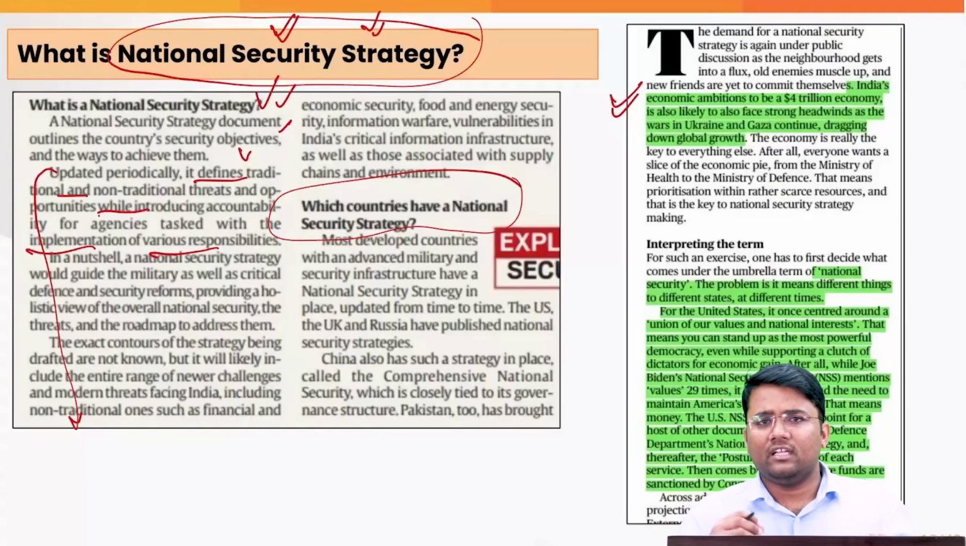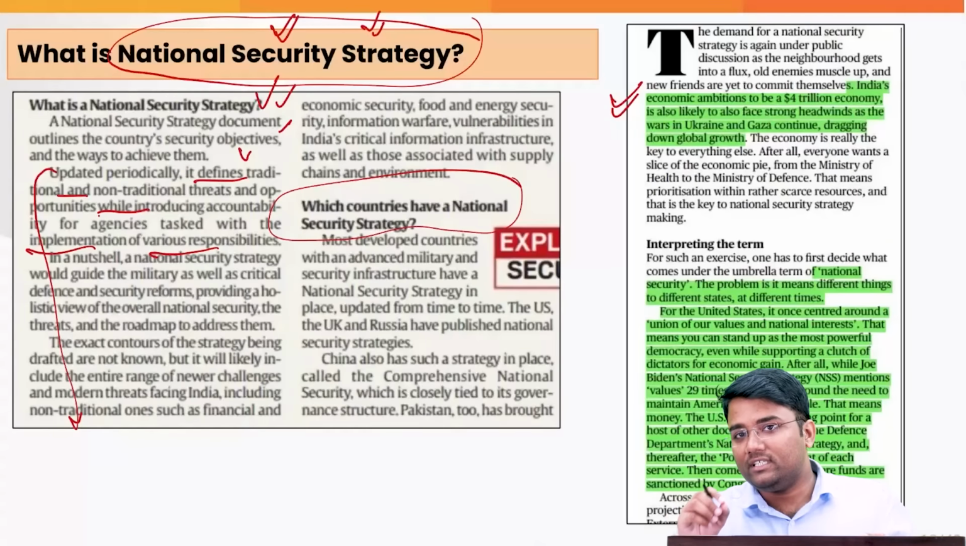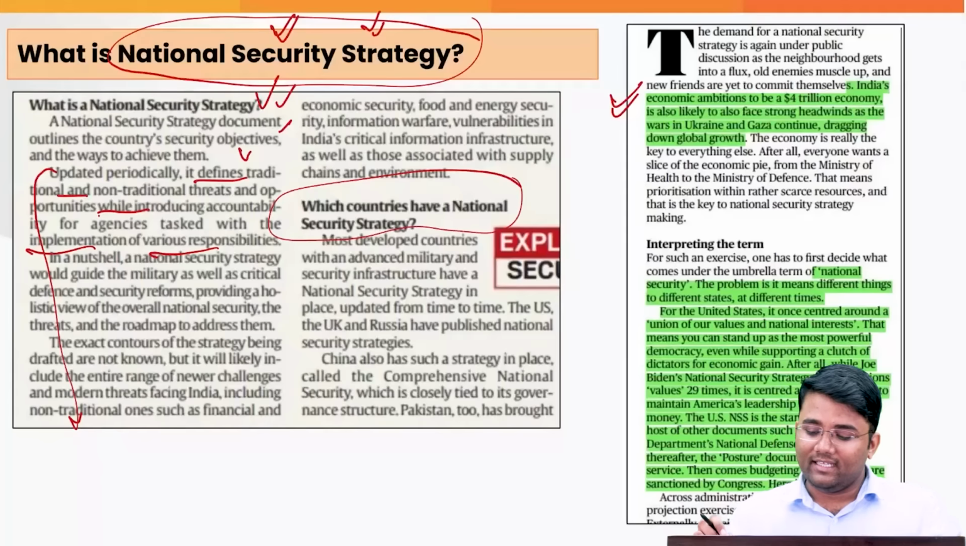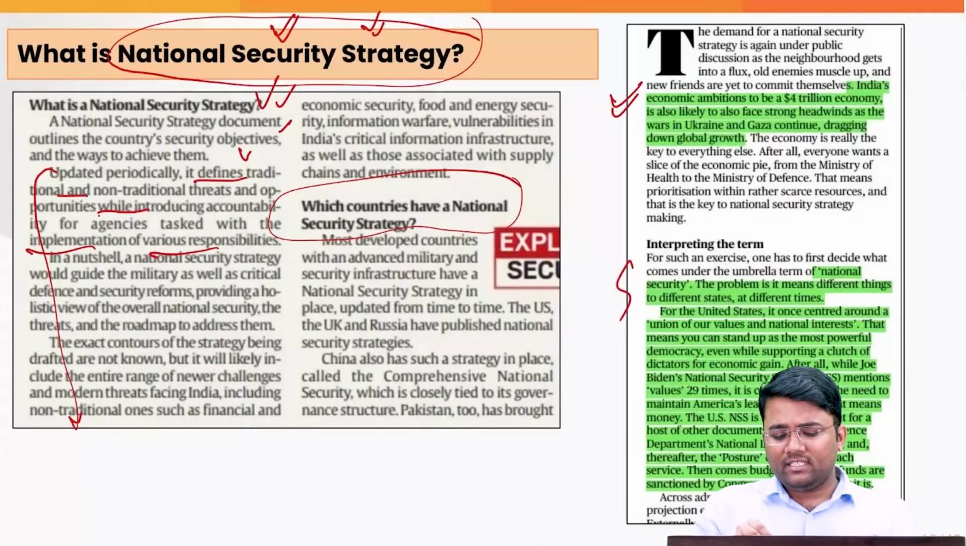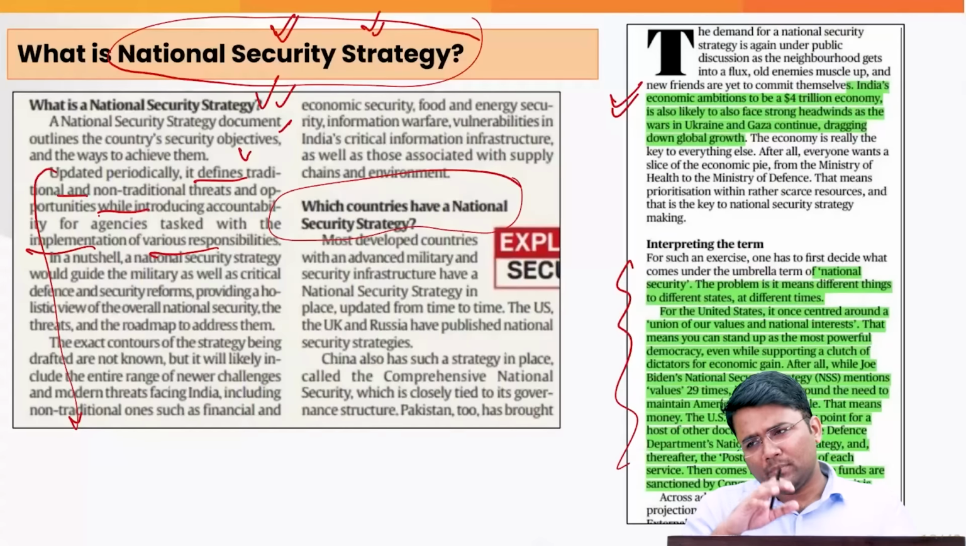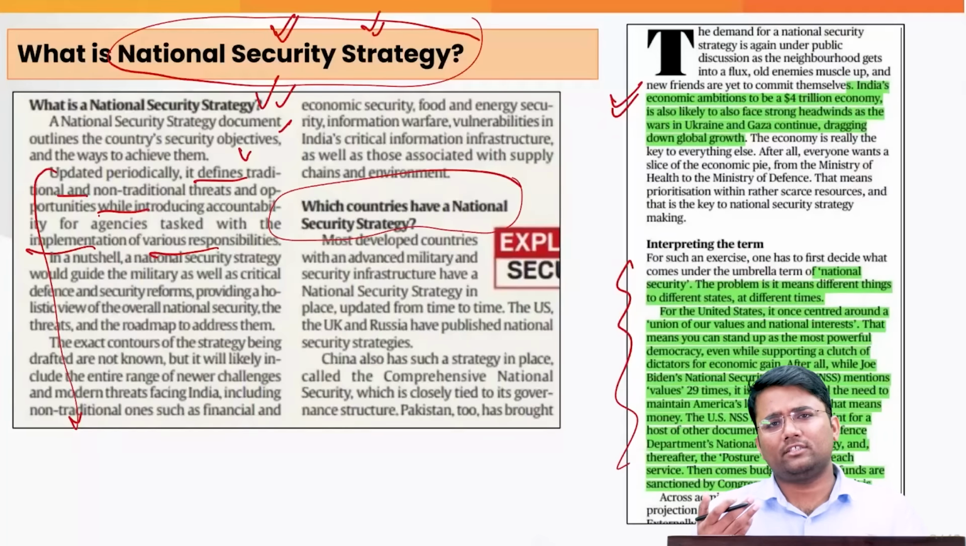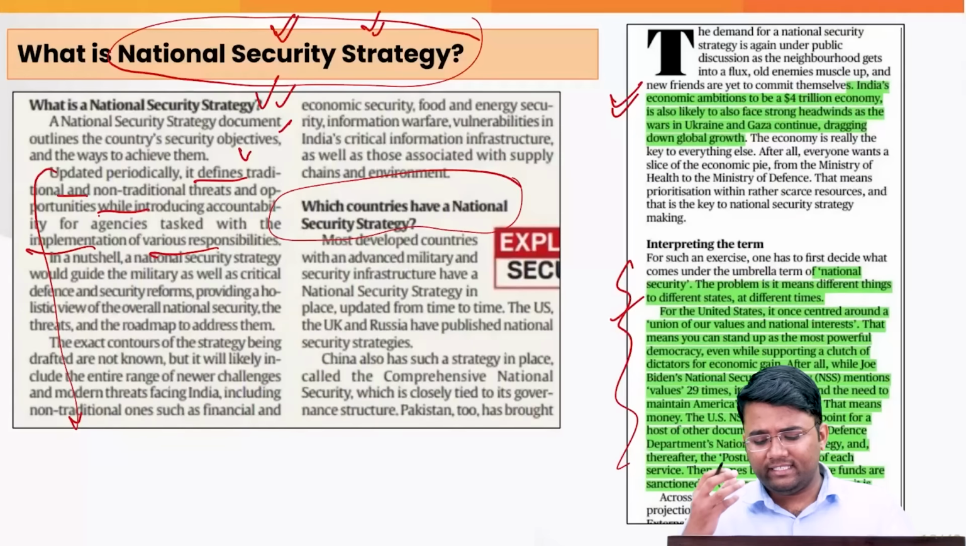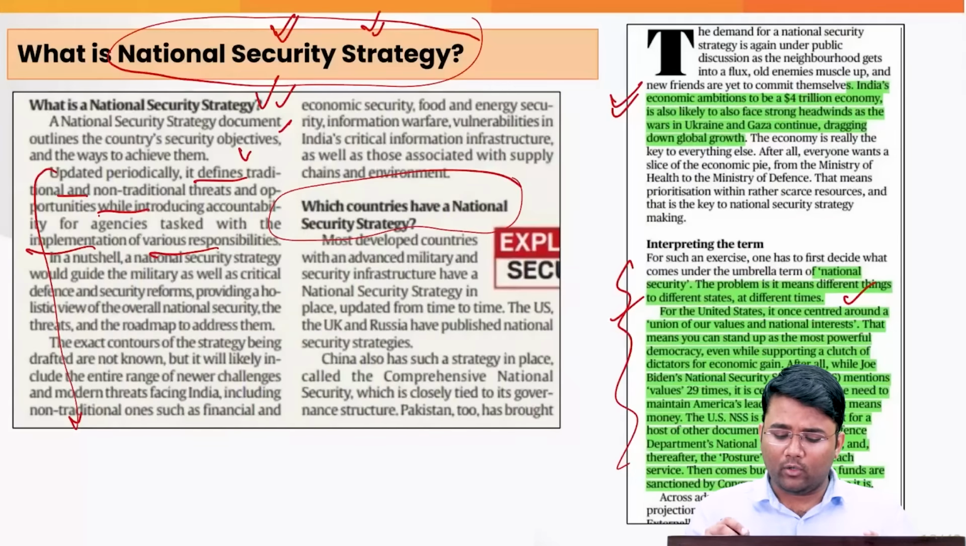China, and even our neighbor Pakistan, also have a national security strategy, which also emphasizes that we need a proper national security strategy. As mentioned in this particular editorial, according to the context, national security strategy changes its meaning. For the United States, at one point it was centered around a union of our values and national interest. That means you can stand up as the most powerful democracy even while supporting a clutch of dictators for economic gain.